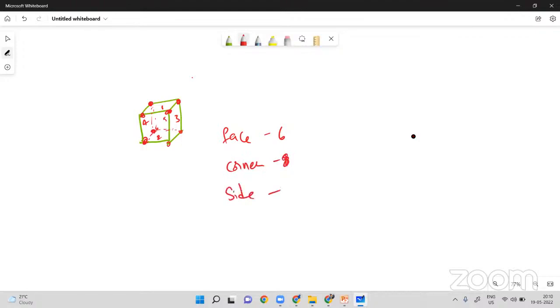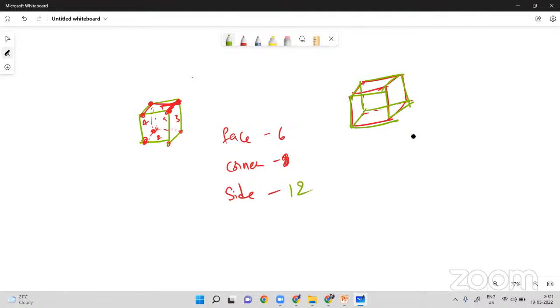And how many sides do we have? Now I'll talk about sides. Sides means all these edges. Just consider your room, you will understand. 1, 2, 3, 4, 5, 6, 7, 8, 9, 10, 11, 12. So total how many sides do we have? 12 sides. So this is a basic cube.